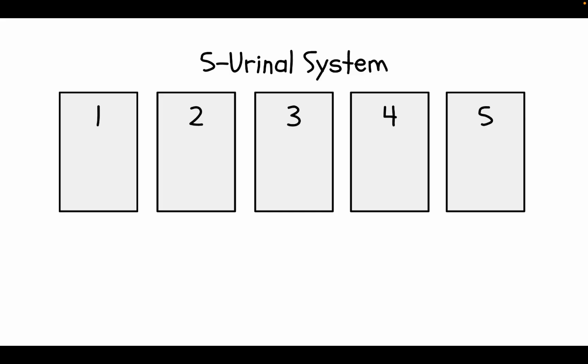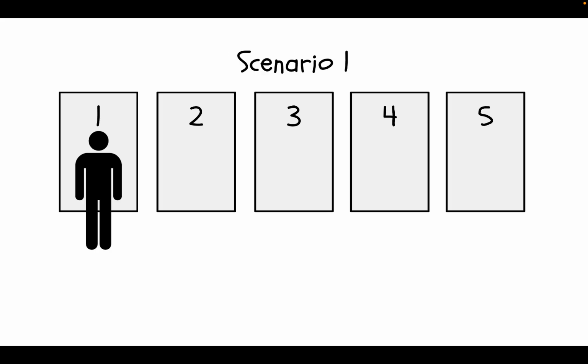Here's a 5 urinal system. And I numbered each urinal 1, 2, 3, 4, and 5. Now we're going to go off of the idea of reflection. So going to space 1 in an empty urinal would just be the same as going to space 5. Pretty straightforward. So let's start with scenario 1.